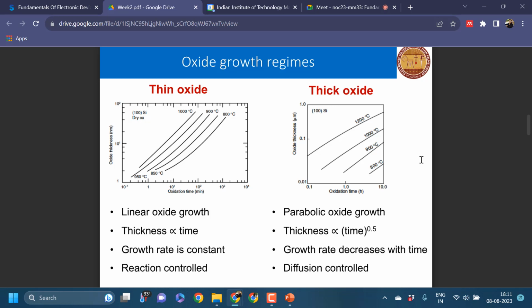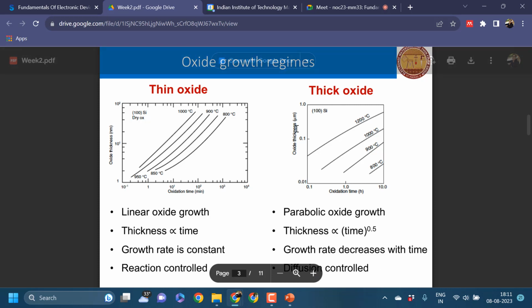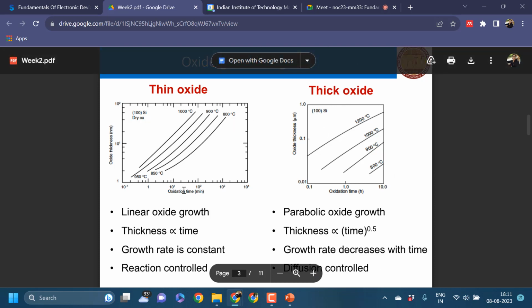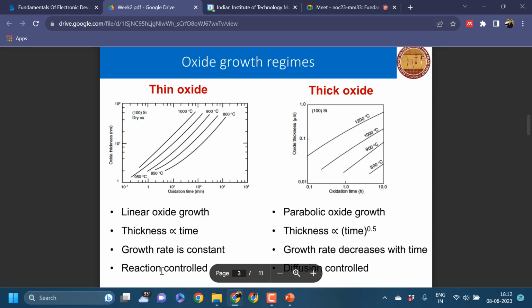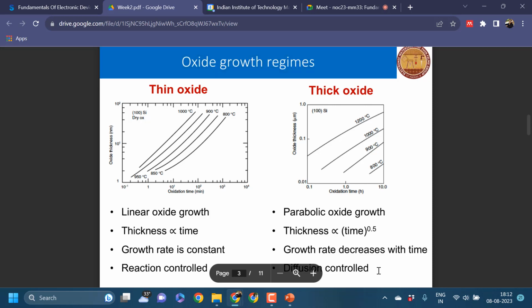And now coming to reaction controlled versus diffusion controlled process. Can you tell me what would be a reaction controlled or diffusion controlled process? I think you can answer from the name itself. What would be the limiting feature? This reaction control or diffusion control means the factor which limits this particular reaction or growth. In case of thin oxide, it is the reaction. The reaction would be depleted, and when the reaction is depleted, the final thickness would be reached. In case of thick oxide, the final thickness will be reached when diffusion is getting limited.